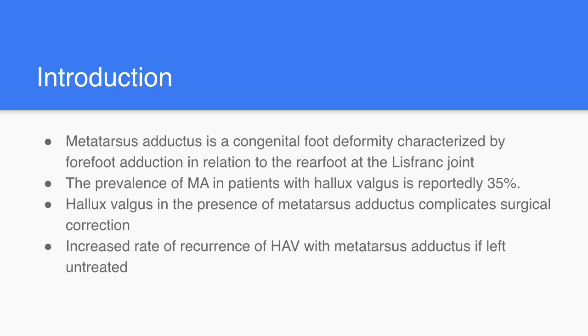The prevalence of metatarsus adductus in patients with hallux valgus is approximately 35%. Hallux valgus in the presence of metatarsus adductus complicates surgical correction because you're going to need to consider possibly correcting for the metatarsus adductus as well. There is an increased rate of recurrence in HAV with metatarsus adductus if left untreated in the moderate and severe cases.